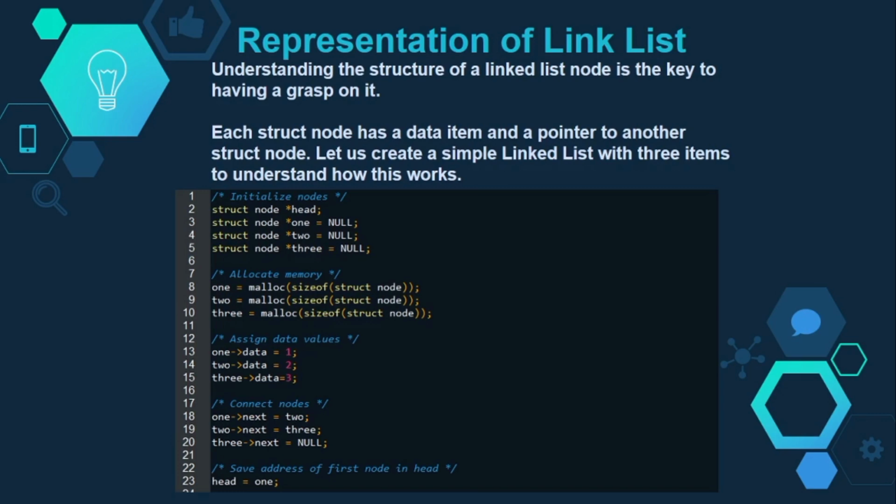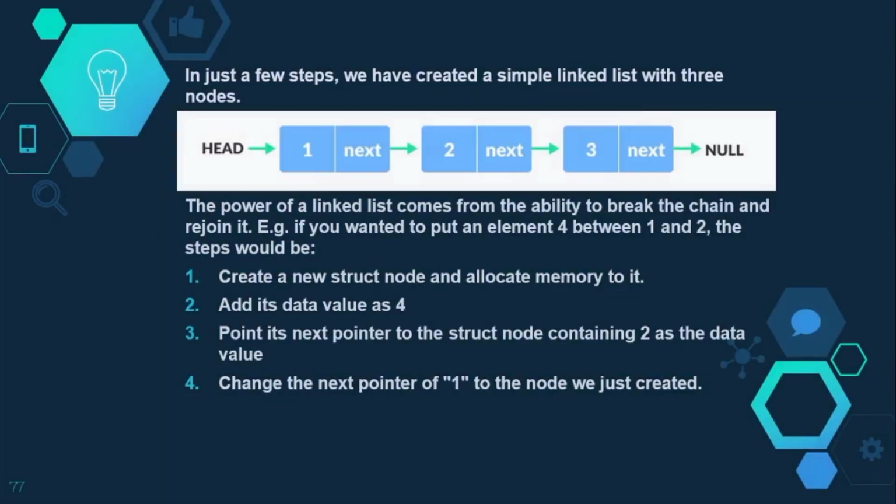So guys, this is the implementation of the linked list. In just a few steps, we have created a simple linked list with three nodes. Firstly, the head, then passing 1, until the next, passing 2, until the next, passing 3, and next, until it becomes null.